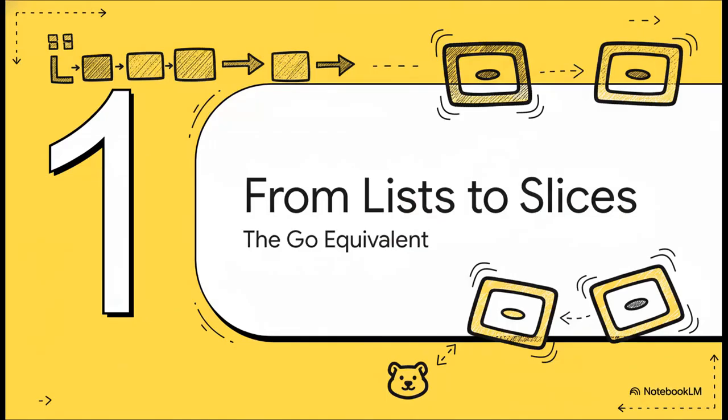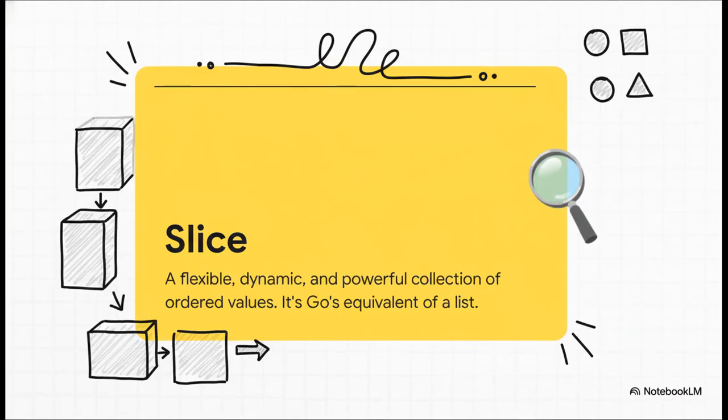All right, first up, the absolute workhorse of data collections, the list. In the world of Go, we don't really say list. Instead, we have something that's, well, even better. I want you to meet the slice. This is Go's answer to the list, but it's more like a list on steroids. The two big words here are flexible and dynamic. Unlike some languages that make you deal with fixed-sized arrays, slices can grow and shrink whenever you need them to. That makes them perfect for handling collections of data that change over time.